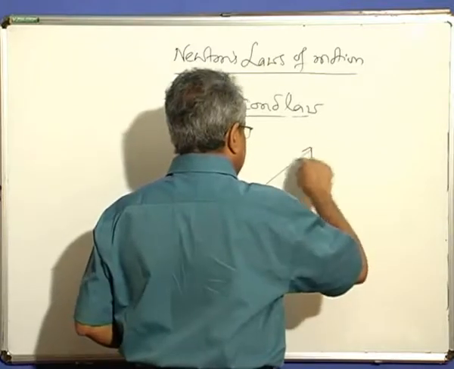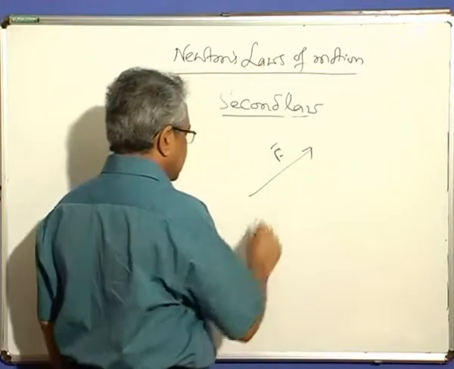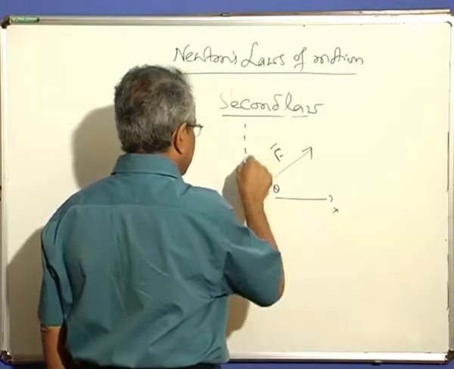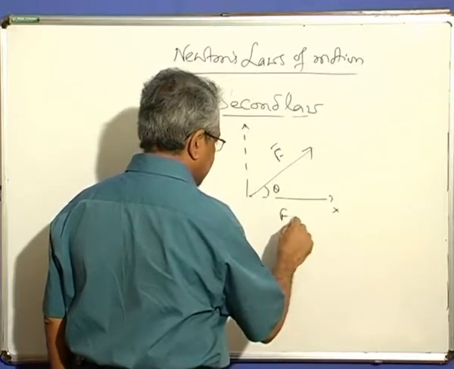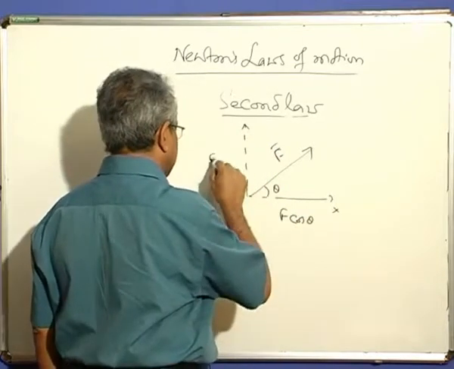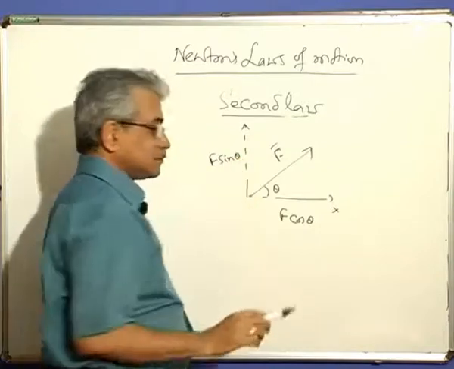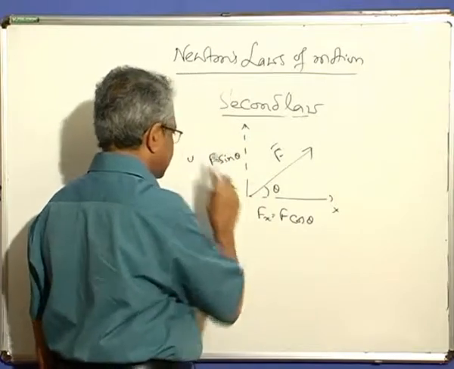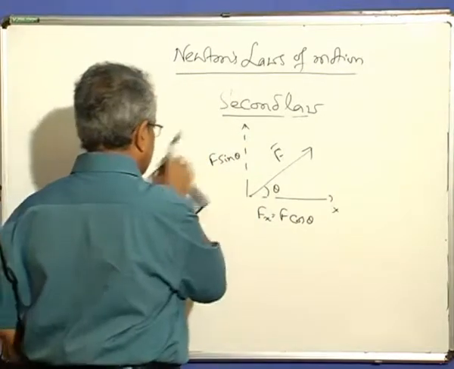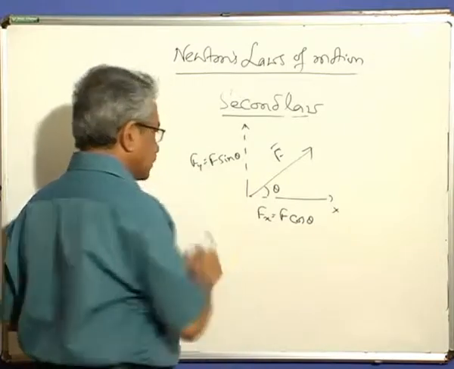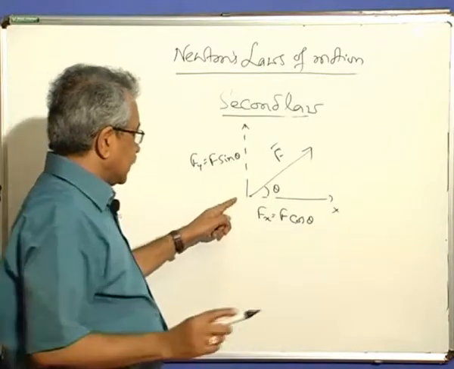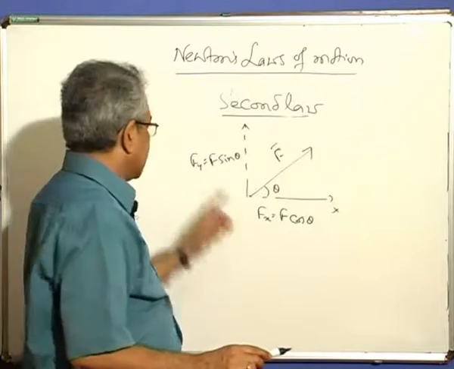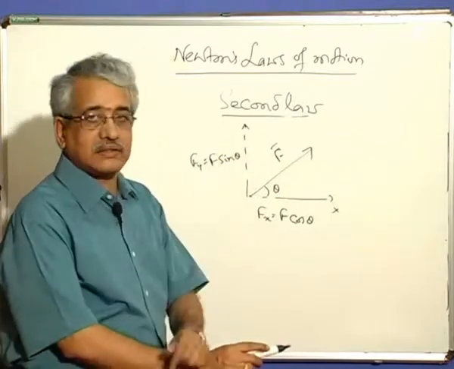Suppose there is a net force F acting in the direction like that. Then this force can have two components, one X component here and one Y component here. We call this F cos theta, and F sin theta, you know this resolution of vectors. So this is the X component, this is the Y component. The X component is in the X direction and will have its own acceleration generated there. The Y component will have its own acceleration in the Y direction.